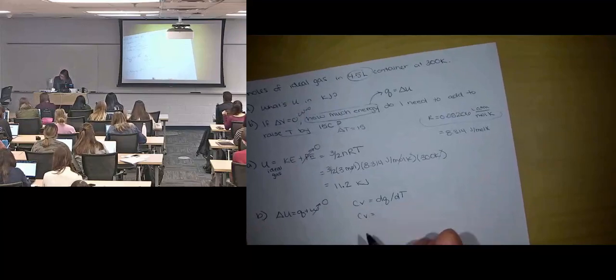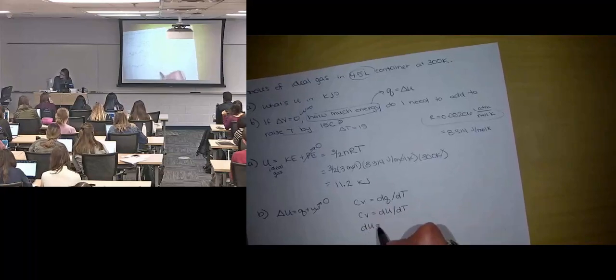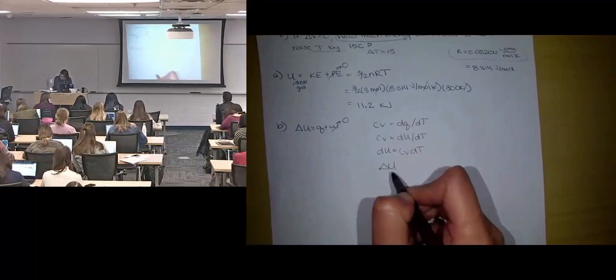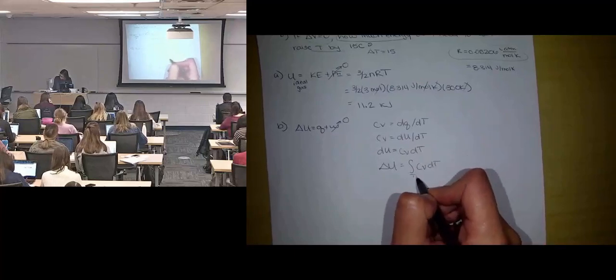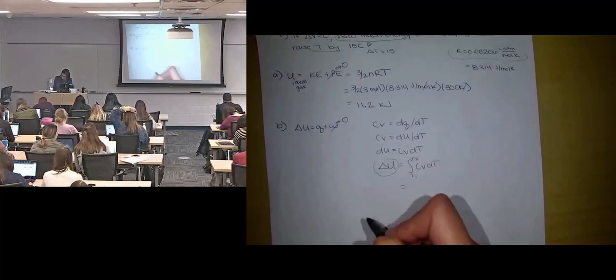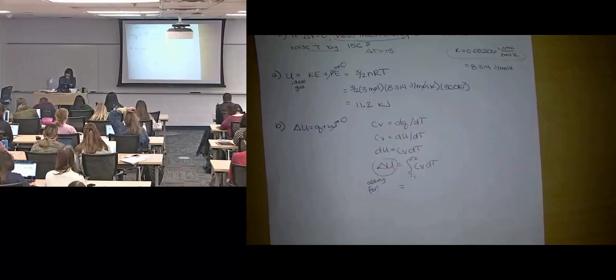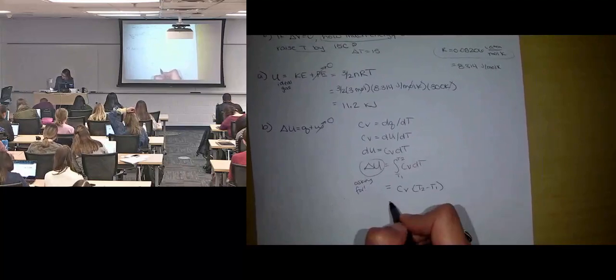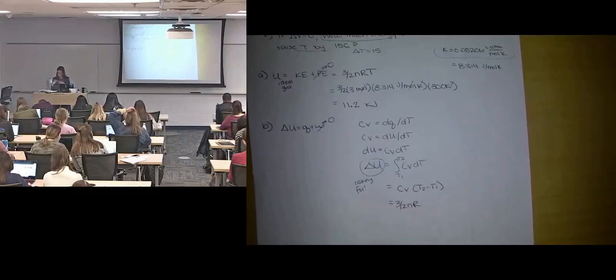So we can rewrite this. We can plug this in as du dt. We can rearrange this as cv dt. We can integrate, so we're going to have delta u is equal to the integral of cv dt from t1 to t2. This is the actual part we want. This is what it's asking for. So this is equal to cv times t2 minus t1. This is a constant. It's 3/2 nR for an ideal gas. Okay? cv is just equal to 3/2 nR.